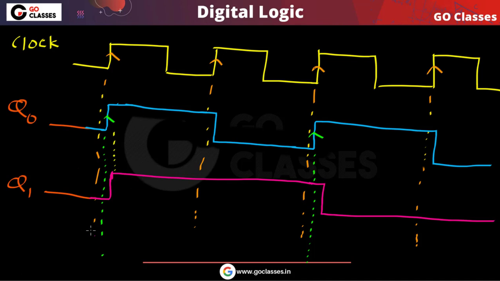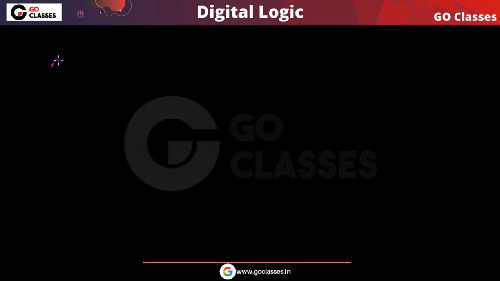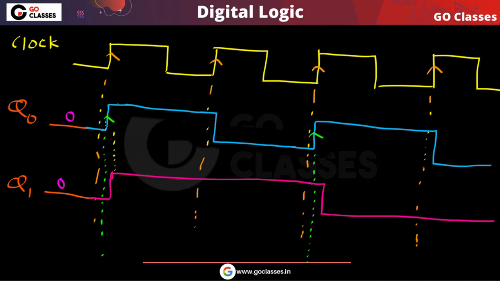Now one thing you can notice here. Initially they are both in the state 0 0. Now just notice for a moment what is happening during this duration. Just look at this moment. You can notice what I'm saying. Just focus on this.